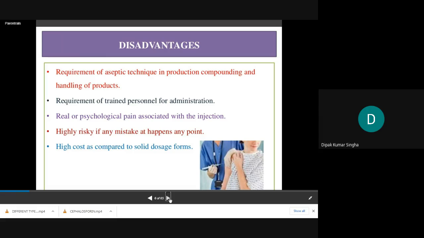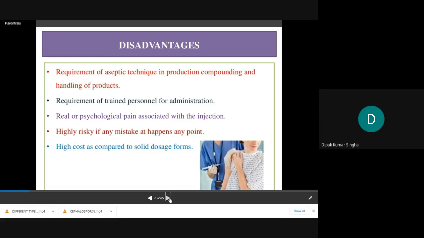Another disadvantage is the requirement of trained personnel for administration. For an oral dosage form, you need not any other person. The patient or anybody at home can easily administer it. But in the case of parenteral, not only another person but also a skilled person is required.